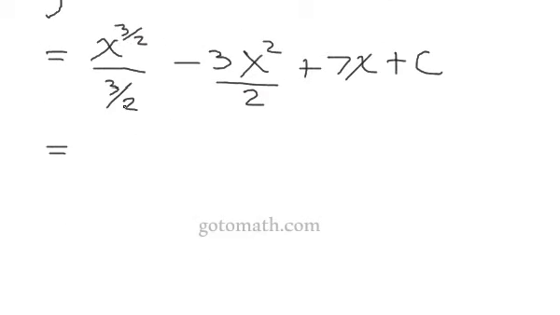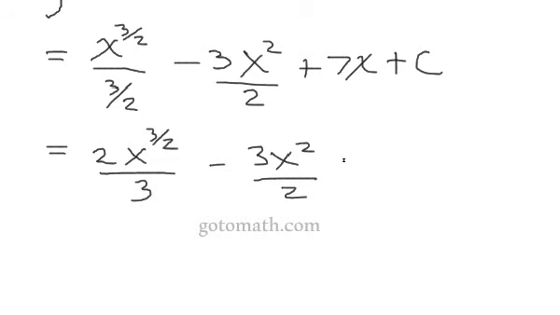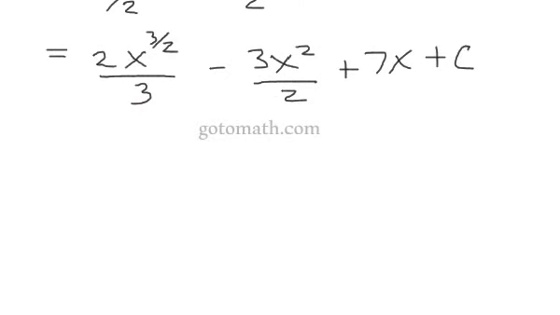Okay, and of course, what are we going to do here? We're going to put the 2 up front and bring the 3 down here, right? So it's just the reciprocal. Flip this thing around, and then minus 3x squared over 2 plus 7x plus c. But I promise you, by the time you leave Cal 1, if you survive, you should get that stuff down.